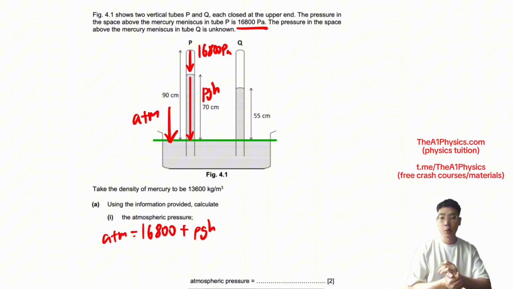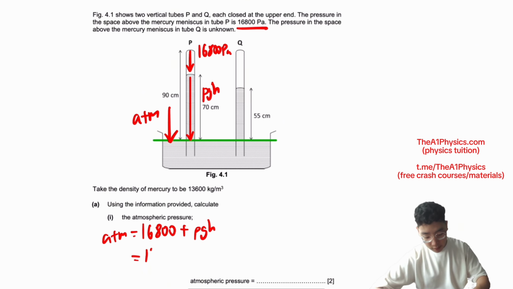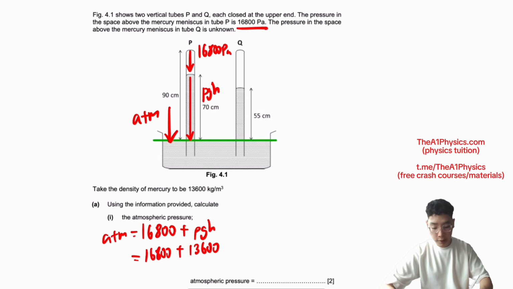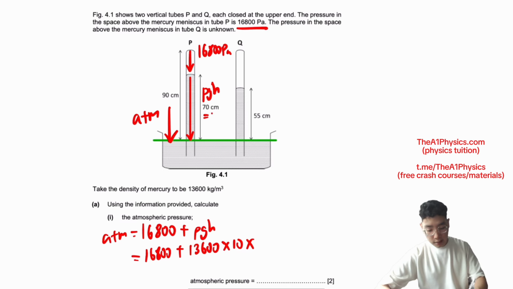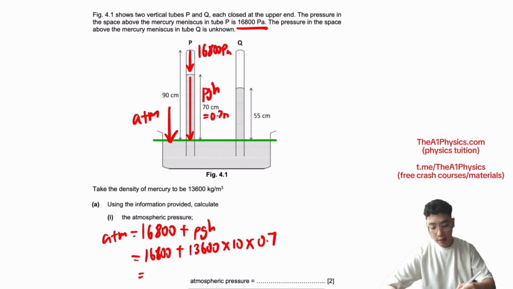Very easily we can solve this equation to find the atmospheric pressure. It's just 16800 plus rho, which is 13600, that's the density of the mercury, times 10 times the height. So the height over here is 0.7 meters. Remember, must always convert to SI units. And the answer for this is 112,000 pascals. So that's the atmospheric pressure.